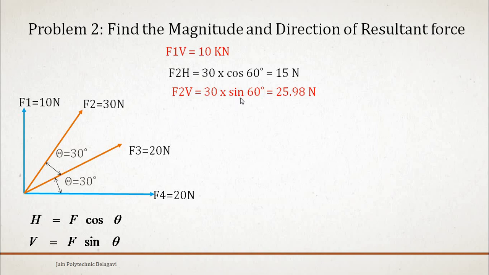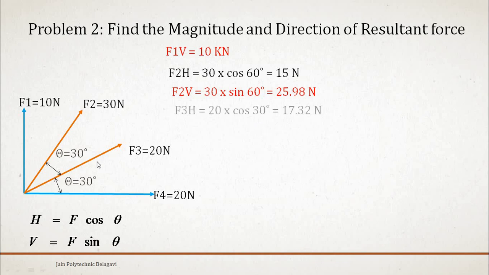Its vertical component will be sin theta, because opposite upon hypotenuse, right? So opposite upon hypotenuse, multiplied with the force, will give you F2V, the force in the vertical direction. So these two are nothing but the horizontal and vertical components for F2, force 2. We have resolved this F2 force into two components, F2H and F2V. We have seen this process in lecture number 2, in resolution of forces.